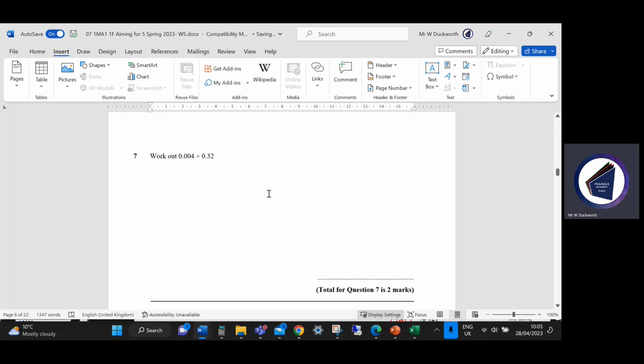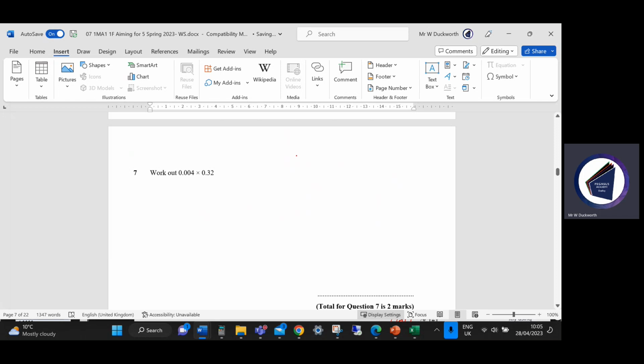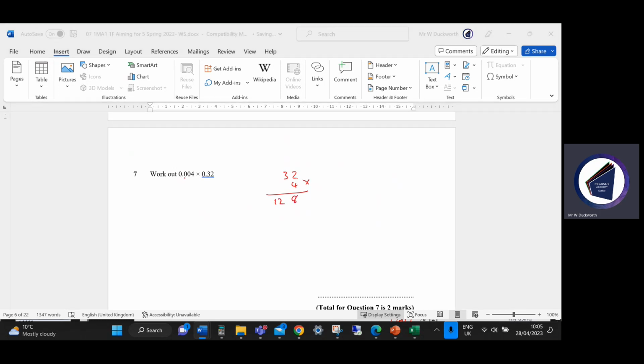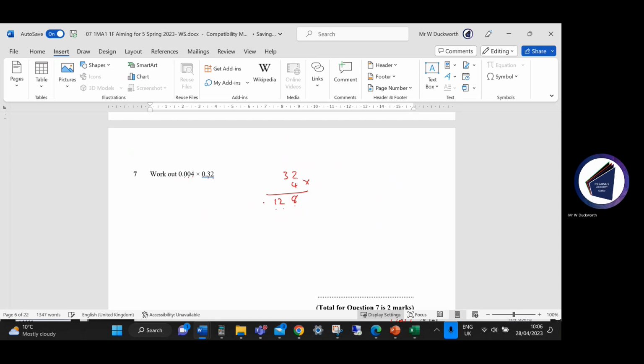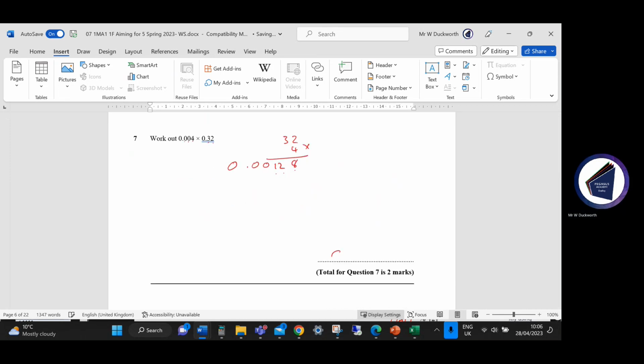Okay, question 7, work out 0.004 times 0.32. So I'm going to treat this as just the numbers, 32 times 4. 32 times 4 becomes 128. We need our answer to have 1, 2, 3, 4, 5 decimal digits in it. So 1, 2, 3, 4, 5. So I'm looking at 0.00128.